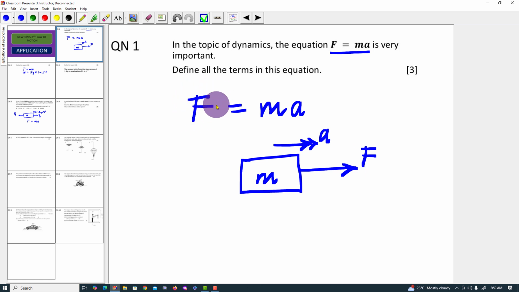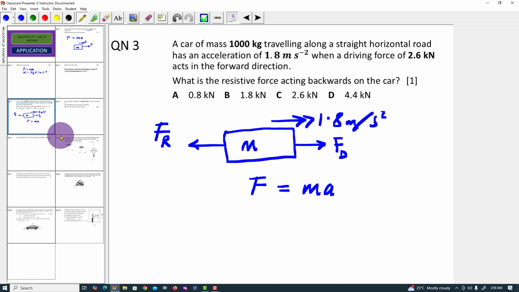It is not just any force which is acting on the object. It is a resultant force. So when we have two forces acting on this object, and we can see that the acceleration is to the right, then we conclude that the driving force is larger than the resistance. Therefore, for us to get the resultant force in the direction of the acceleration, we must subtract the smaller force from the bigger force. So we do the driving force minus the resistance to the motion, which is equal to ma.